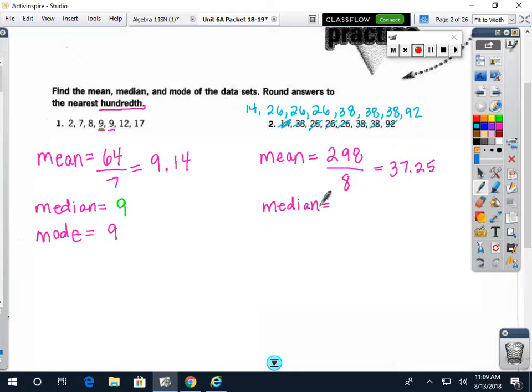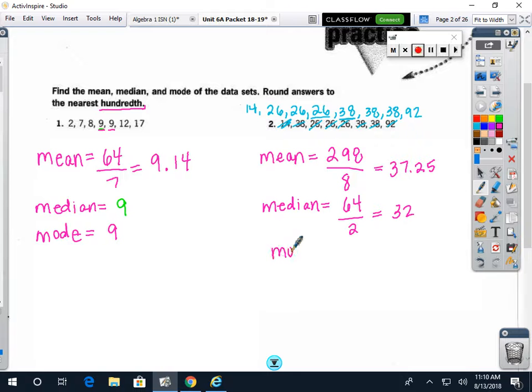Now that we have them in order, now we can find the median. Now what 2 numbers split the middle? 26 and 38. So how do we find the median? Right, both of you are right. So what do you get when you add those 2 numbers up? 64, and then when you divide them by 2, you get 32.